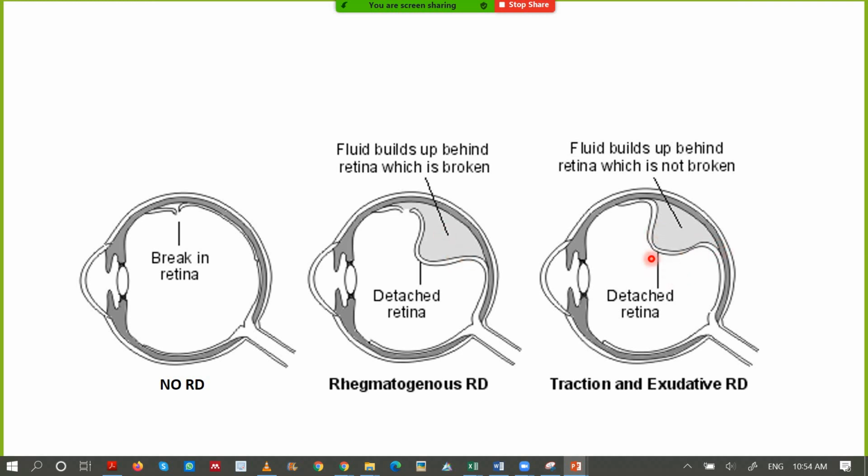What is a secondary condition is, in the case of diabetic retinopathy, there won't be a breakage in the retina, but there will be an accumulation of fluid or blood, which is going to push the retina here. One more thing is the major difference between tractional and exudative.